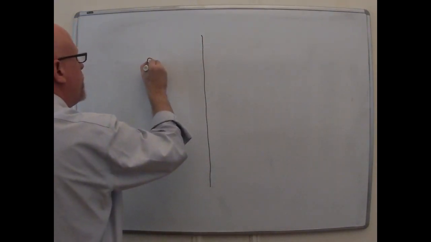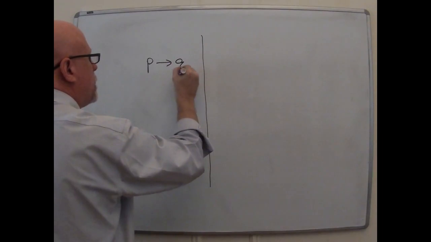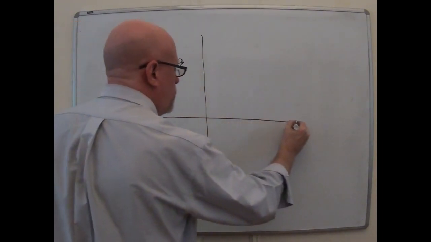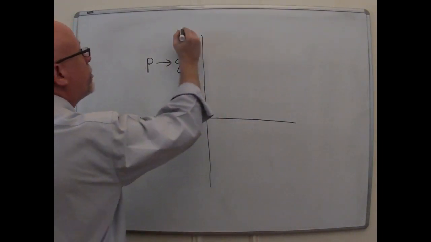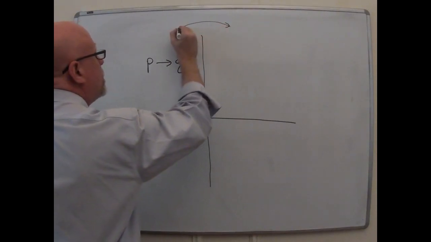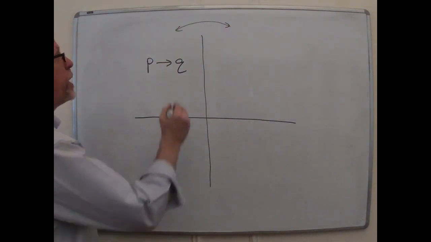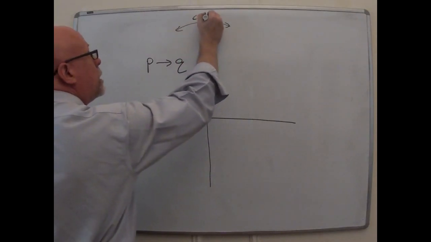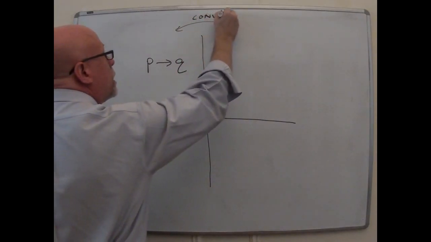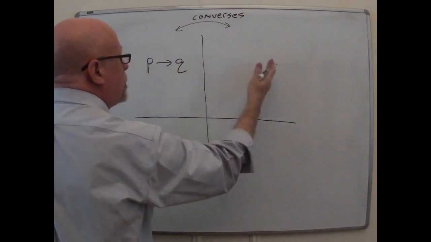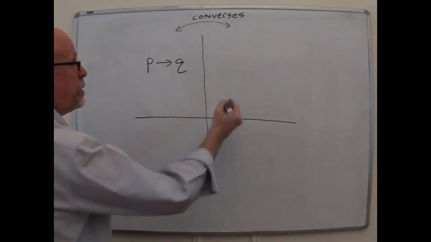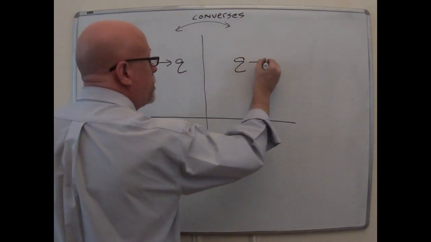What I'm going to do is put P implies Q in the upper left-hand corner of a big table. And if we jump across the vertical line here, if we move side to side, we'll take a converse. So these things on opposite sides of the table will be converses, which means this is going to be Q implies P, of course.